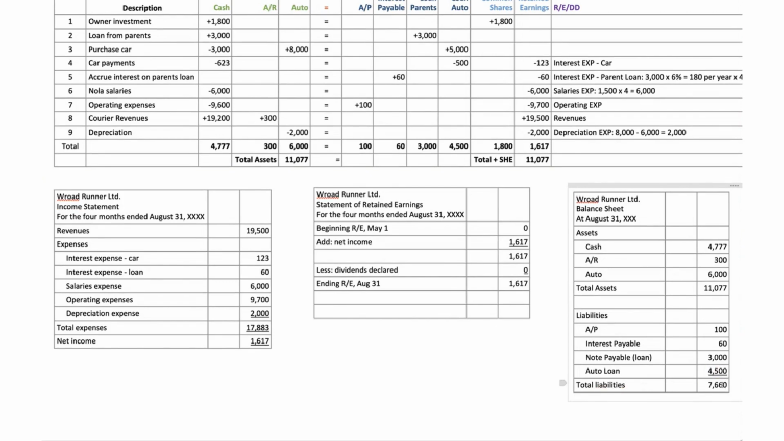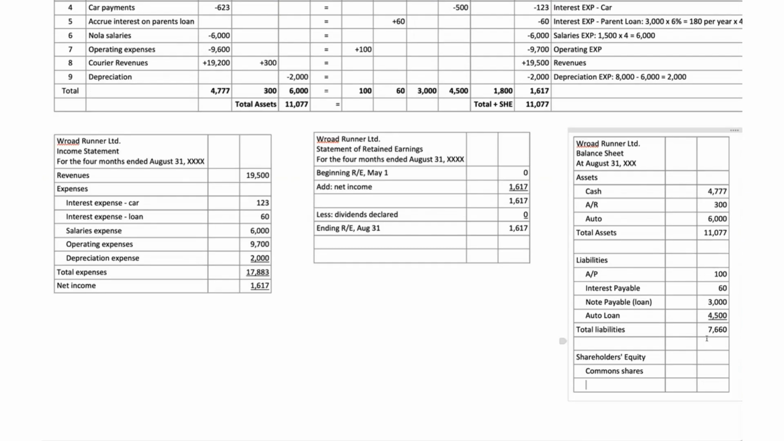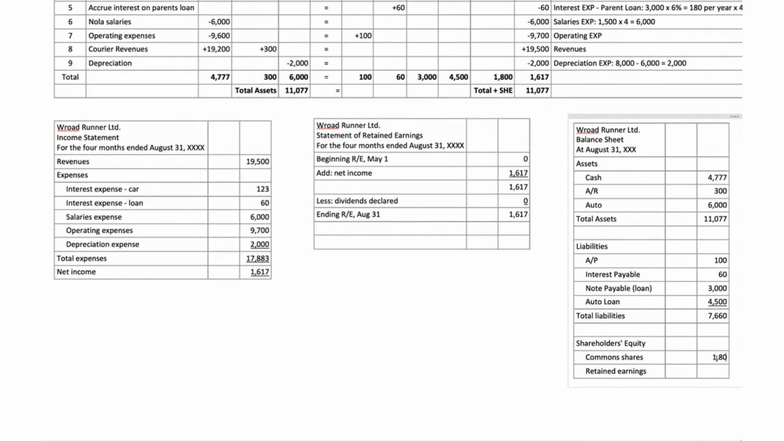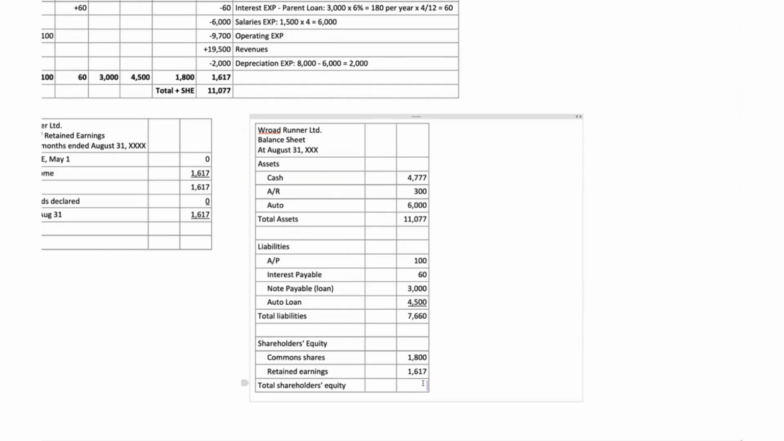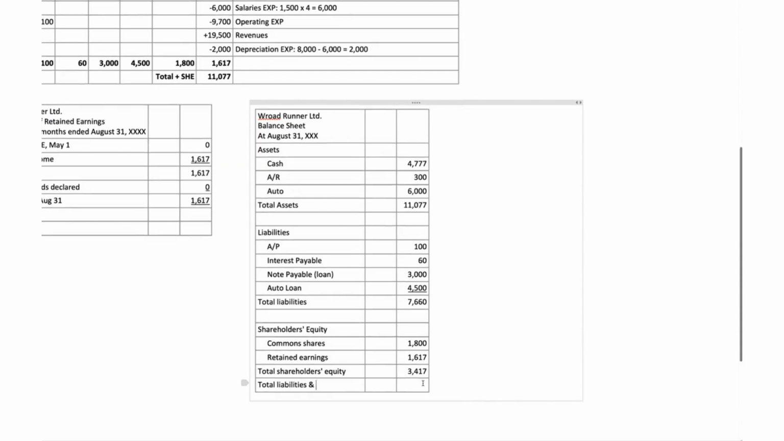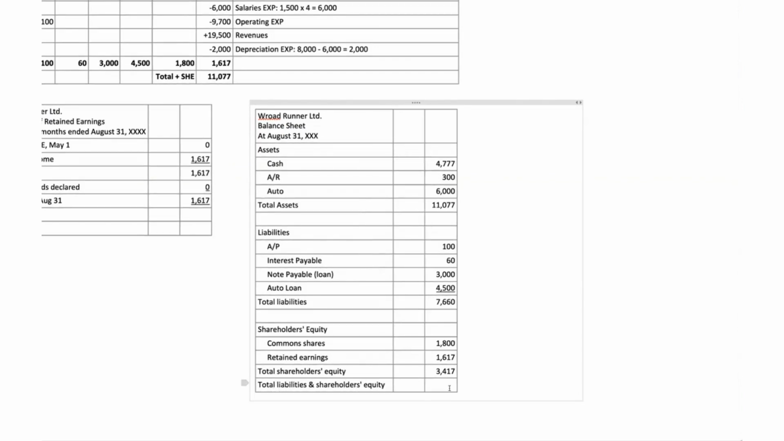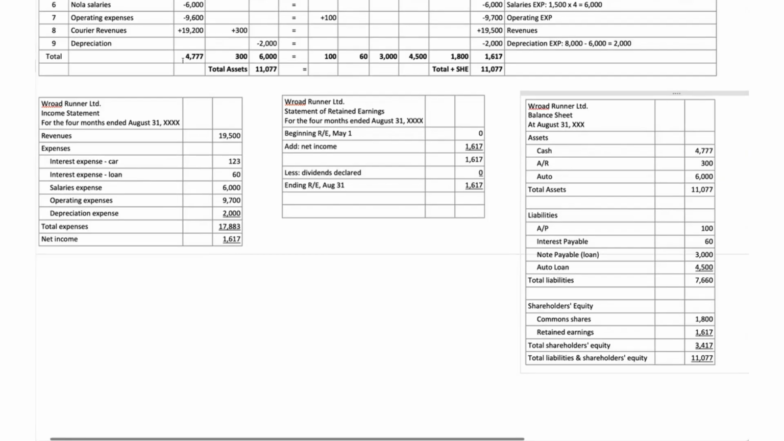And then I have my last section on the balance sheet, which should be what? Equity. Shareholders' equity, and that consists of common shares and retained earnings. So the common shares is 1,800, and my retained earnings comes from my retained earnings statement over here, 1,617, which means my total shareholders' equity is 3,417, and total liabilities and shareholders' equity, that is 11,077. And look at that, the whole thing works and is in balance, and we are happy now. And there we have all of our completed financial statements.